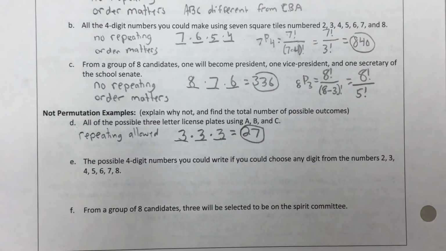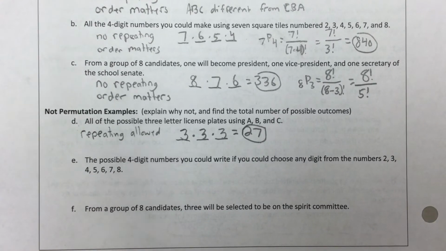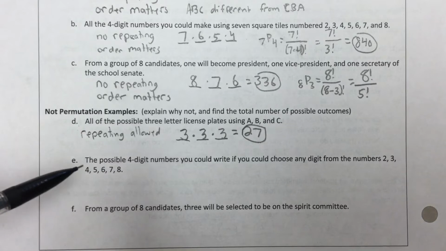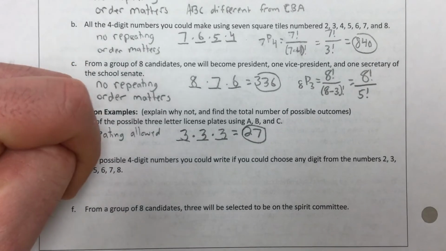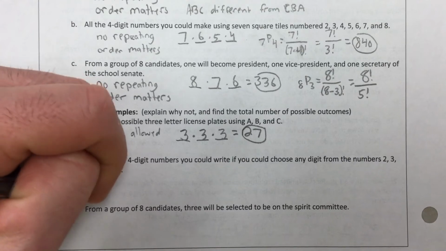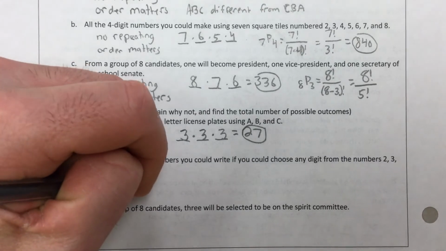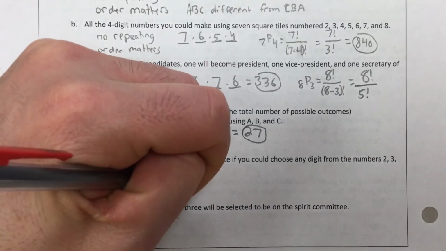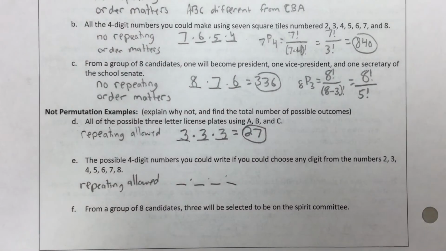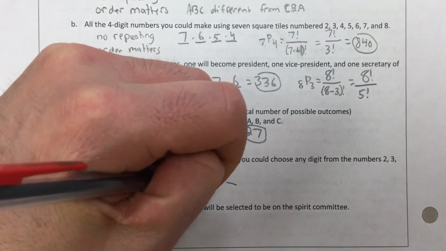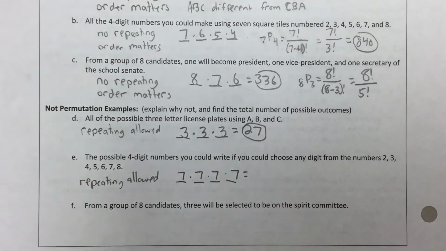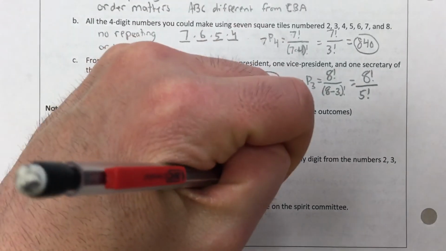For letter E, a 4-digit number you could write if you could choose any digit from the numbers 2, 3, 4, 5, 6, 7, 8. So here, for B, we had square tiles only, but here we can just pick the numbers. So again, repeating is allowed here. We're doing 4-digit numbers, so I have 4 decisions. I have 7 possibilities, so 7 times 7 times 7 times 7. 7 to the 4th, which is 2,401.